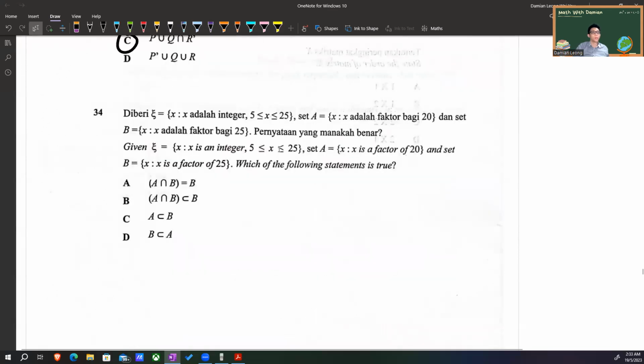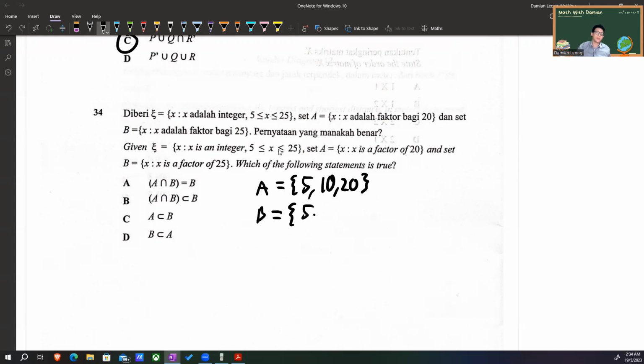Question 34. Which of the statements is true? So I have a universal set, set A, set B. To find which is true, it's best we list out what's in set A and set B first, so it's easier for us to compare. Factors of 20 must be inside the universal set, so from 5 to 25. Factors of 20: 1, 2, yeah, but that's not inside. 4 can divide, but also not inside. 5, 10, 20. Yeah.